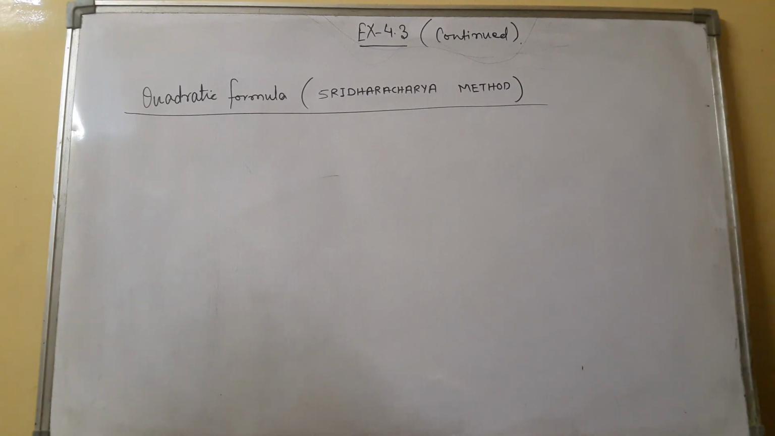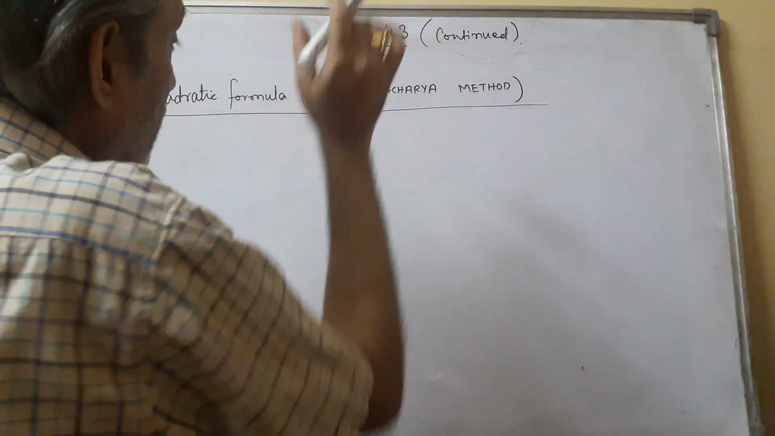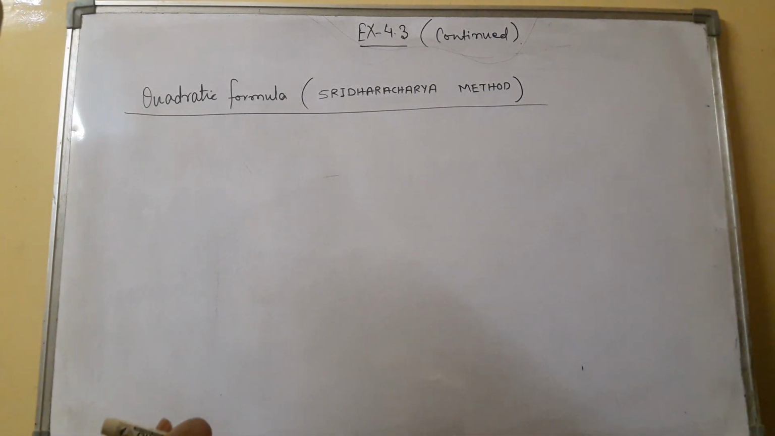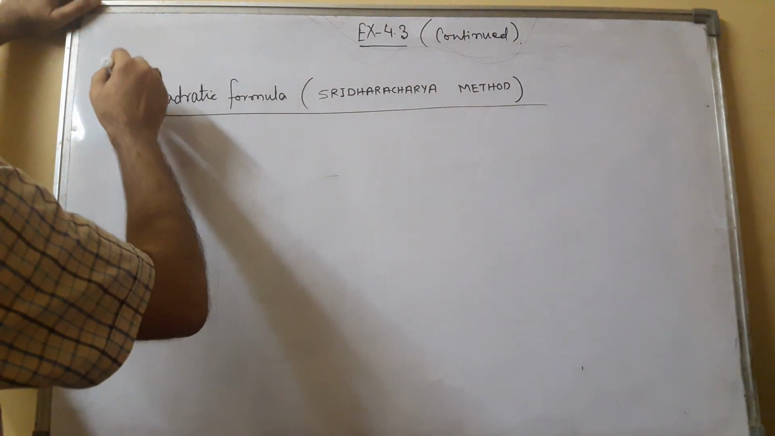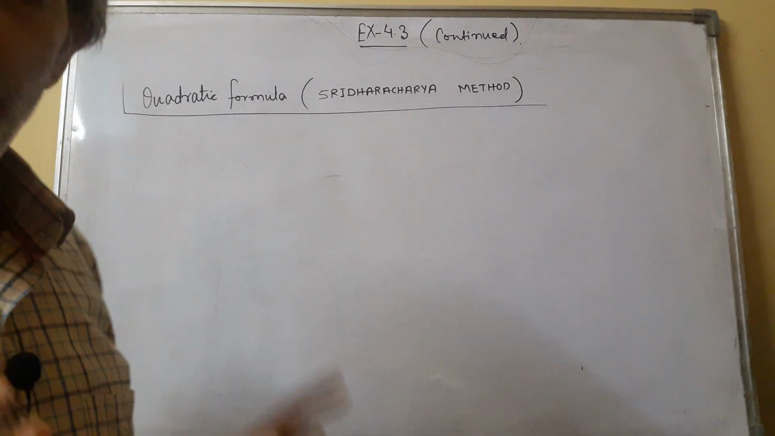So in the previous video I discussed one question of exercise 4.3. Question number 1, one part I already explained, how to solve it by making it a perfect square method. Today I am going to discuss the quadratic formula.